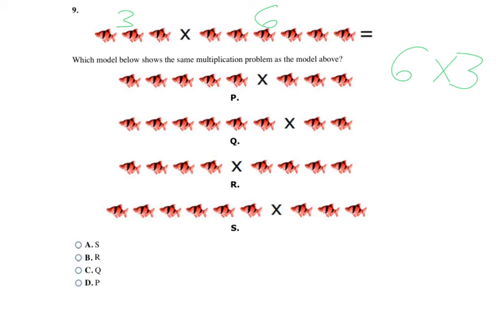I need to have 6 first, so it can't be P. Here I have 1, 2, 3, 4, 5, 6. So I have 6 first, but I only have 1, 2 second. I need to have 3 second, so it can't be Q. Here I have 1, 2, 3, 4 first. I need to have 6 first, so it can't be R. And then here I have 1, 2, 3, 4, 5, 6 first, and 1, 2, 3 second. So I have the 6 times the 3 here in S, so that means S is going to be my final answer, which is A.